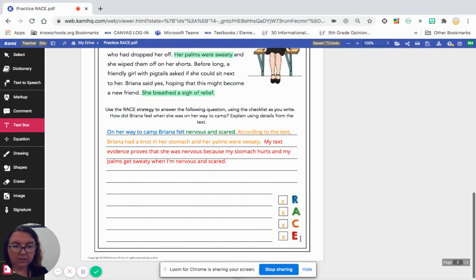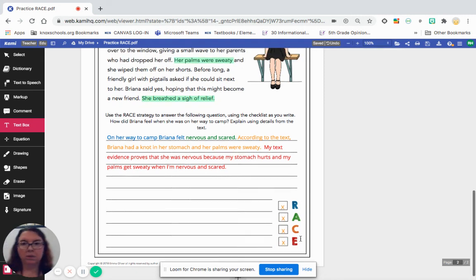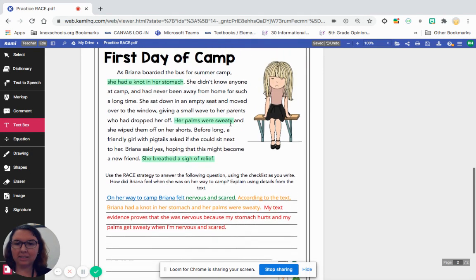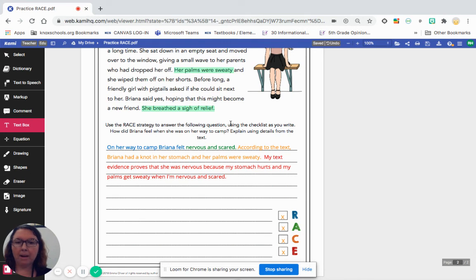So hopefully this was helpful. I know it helps me to see somebody else do it sometimes. And this isn't a passage you all will do, but it just kind of breaks it down for you. So I can't wait to read yours for today. I know you're going to do awesome.